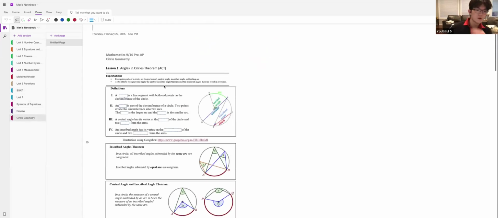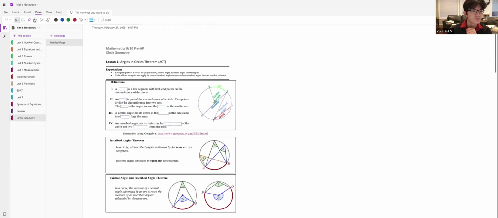All right. Lesson 1, angles in the circles theorem, ACT. So definitions: a chord is a line segment with both endpoints on the circumference of a circle. So this is a chord, right? EF is a chord since both ends are on the circumference. Does that make sense?